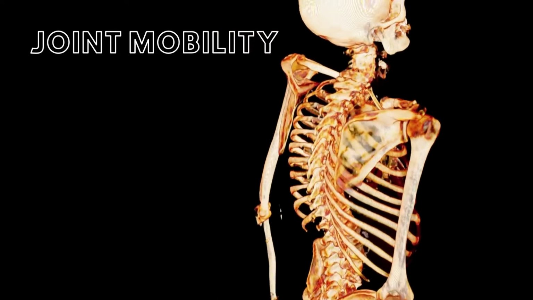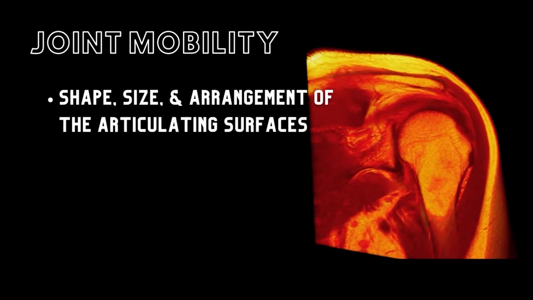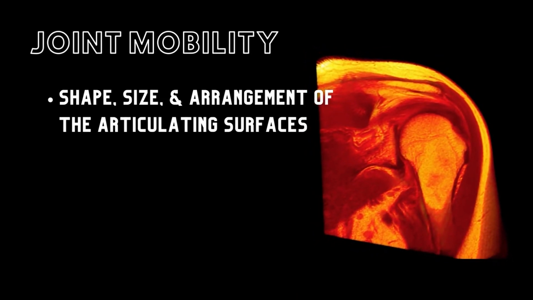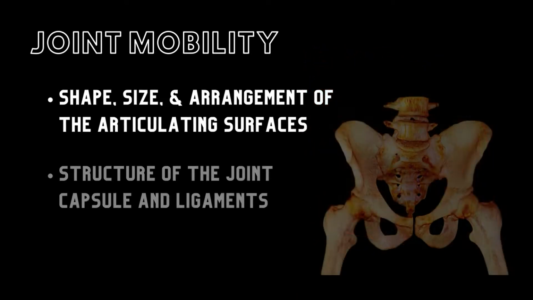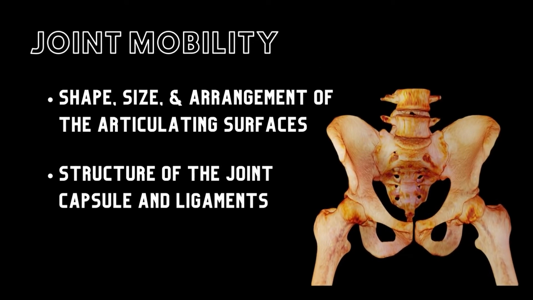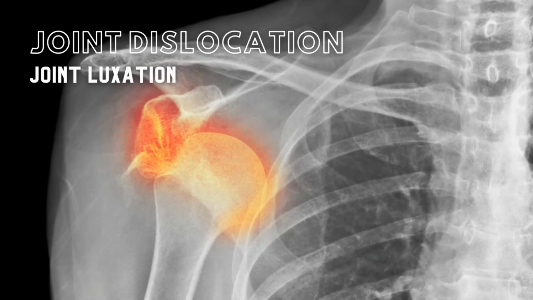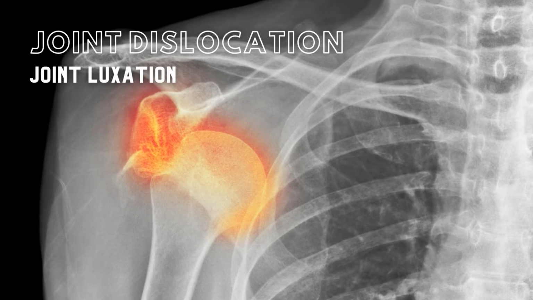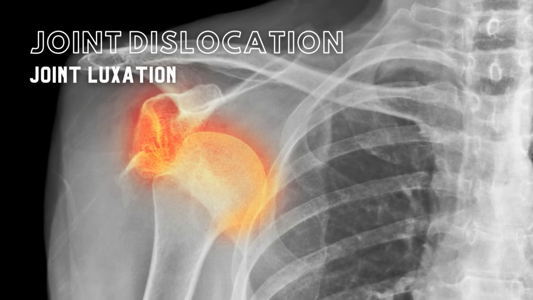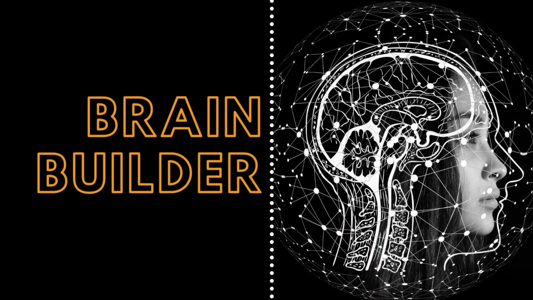The 3 most important factors contributing to the stability of a synovial joint are the shape, size, and arrangement of the articulating surfaces, the structure of the joint capsule and ligaments associated with the joint, and third, the musculature surrounding the joint. A joint dislocation, also termed a joint luxation, occurs when the bones that participate in a joint become separated. Next, we will look at the symptoms, causes, and treatments for a joint dislocation, and finally, give a patient example.